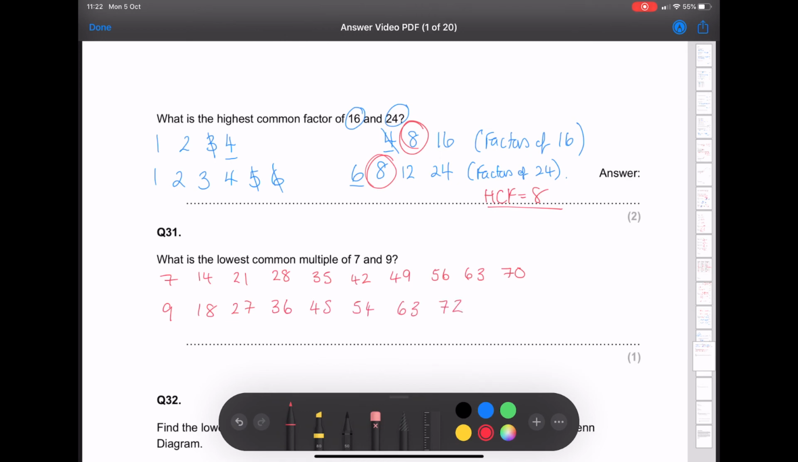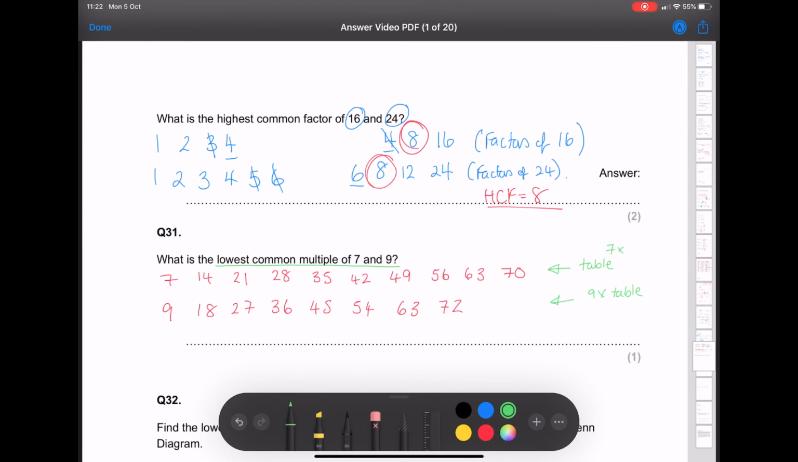Okay, you might have noticed then. Now, first of all, I say lowest common multiple. I didn't really explain that very well, did I? Lowest common multiple is your multiplication table. So I've written your times table. Okay, so 7 times table and your 9 times table.